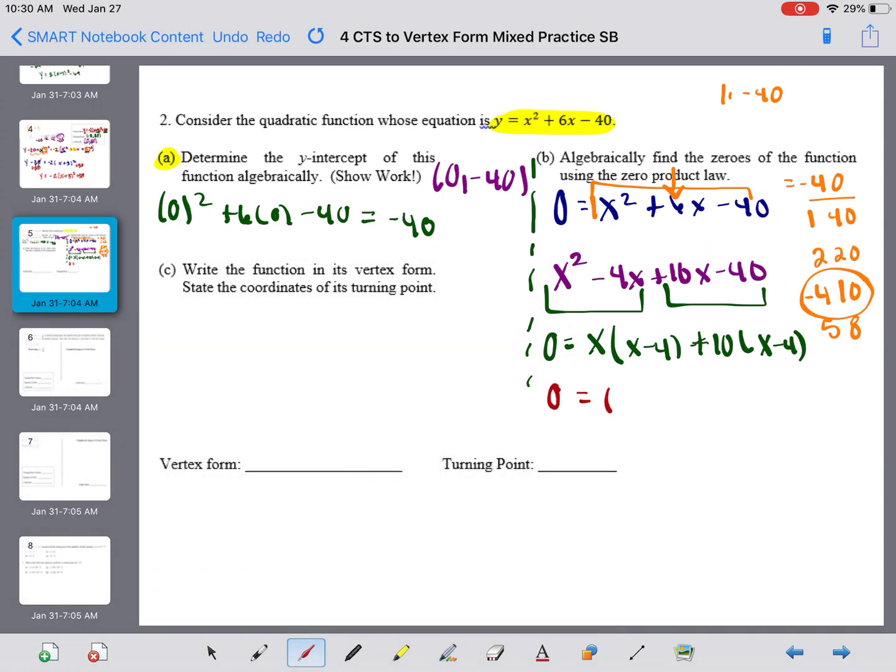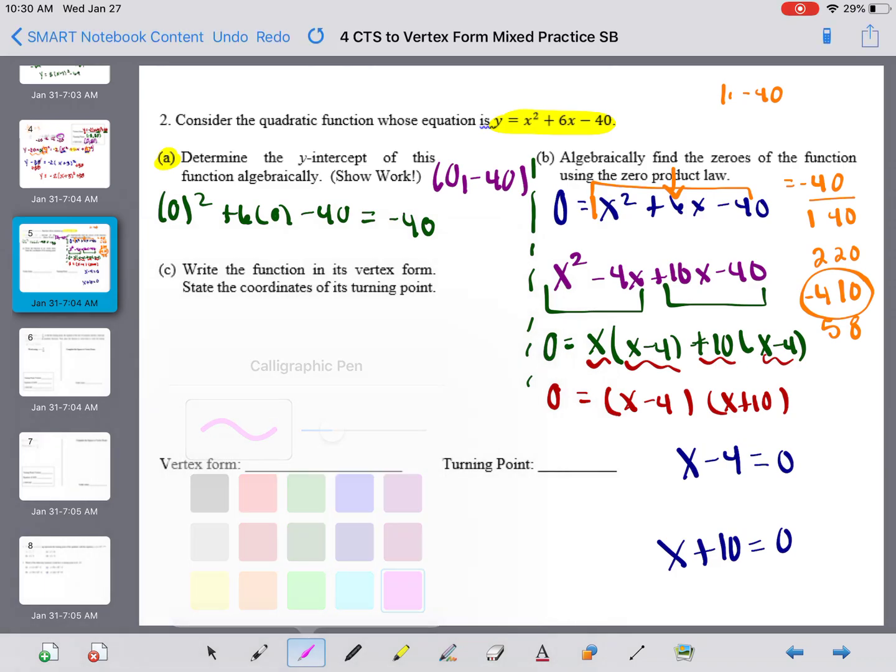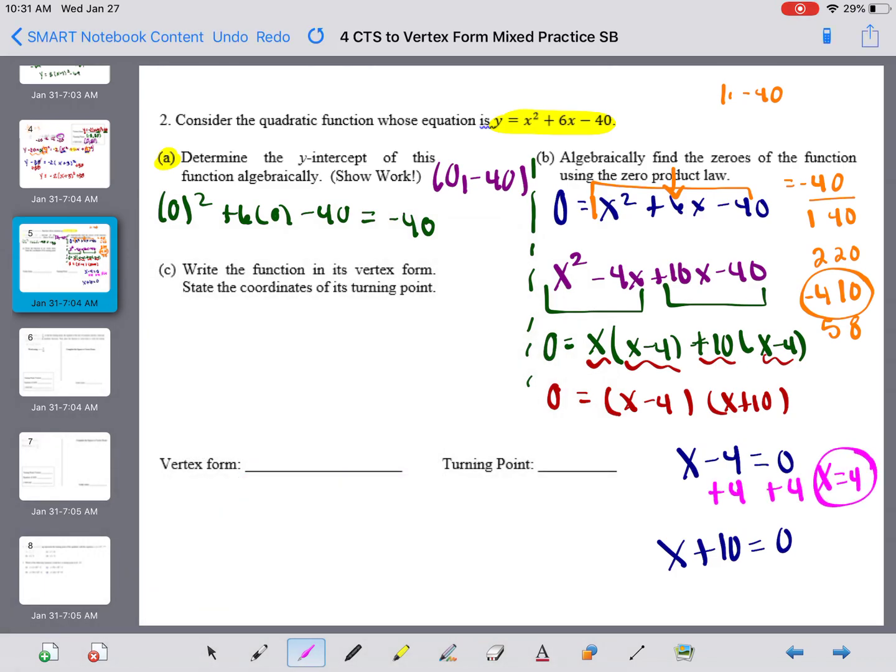So 0 is equal to, make your two parentheses, x minus 4 and then x plus 10. Again, the repeating parenthesis goes in one, the GCFs go in another. Using that zero product law, we're going to set each one equal to 0 and solve. So we're going to add 4 to both sides, so x is equal to 4, and subtract 10, so x is equal to -10. So there are our roots.